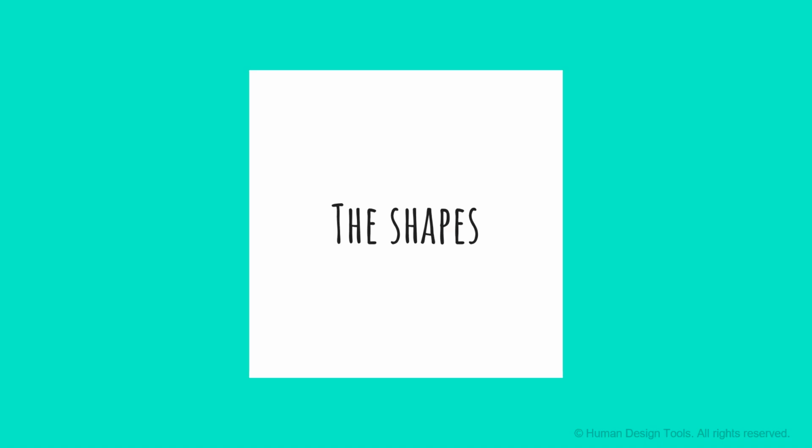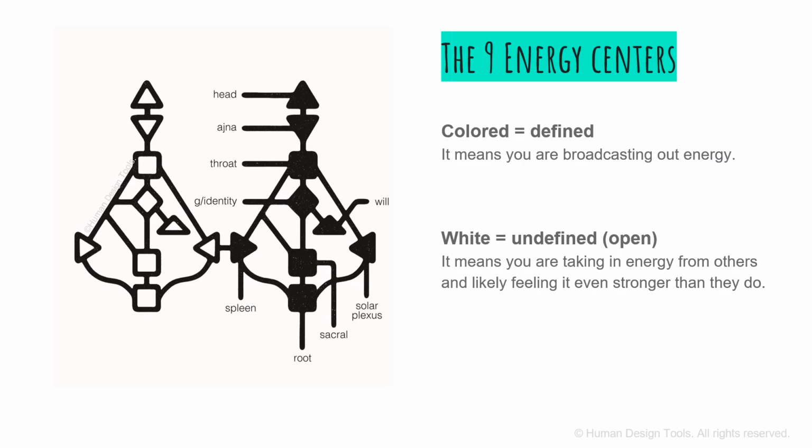So they're either triangle or square. The shapes are the 9 energy centers, and they are either colored in or they're white. And just at a high level, if they're colored in, it means that they're defined, and it means that you're like broadcasting that energy out. It's something you feel consistently, and it's probably something you know about yourself. The white areas are undefined, sometimes they're called open, and it means you're taking in other people's energy, and you might even be feeling it stronger than they do.